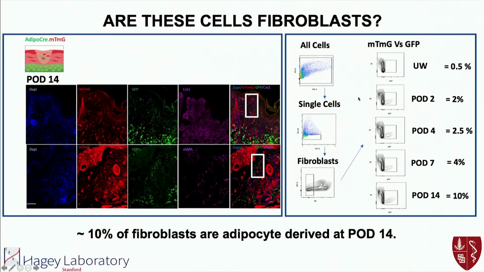And so we have some FACS plots here. And you can see over time, we have more and more GFP-positive fibroblasts in the wound environment up until day 14, where about 10% of all the fibroblasts in the wound are of an adipocyte lineage. And keep in mind, when we are FACS sorting, the protocol is such that we are getting rid of the supernatant, so any adipocytes involved there wouldn't be sorted.